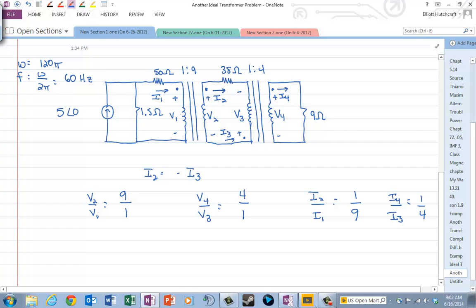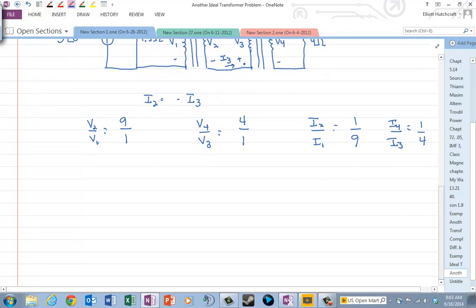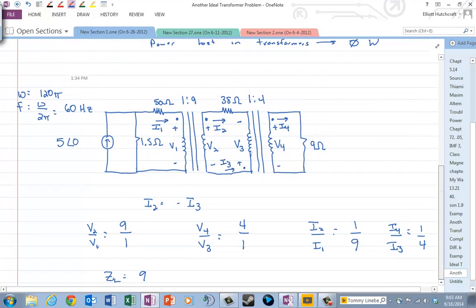We can easily solve for V1 and I1, and then once we know V1 and I1, we can backtrack and find V2 and I2, which will then allow us to find V3 and I3, which then will allow us to find V4 and I4, and once we have all that, we have all the information that we need for this problem.